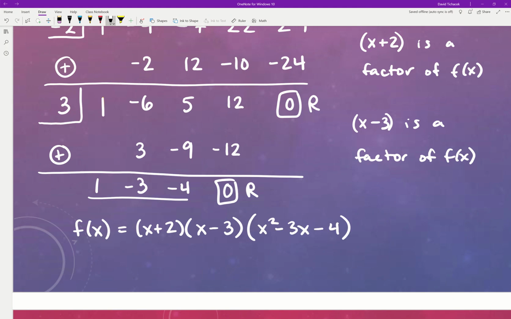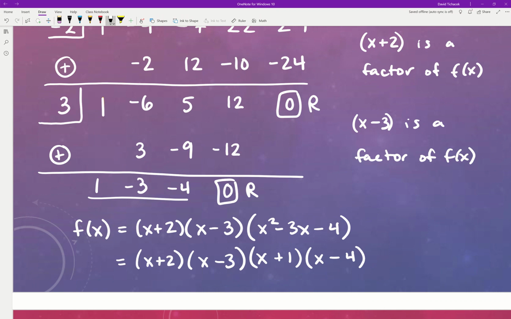And then let's see if that can continue to factor. I believe it can. We could factor that into the product of two binomials, and I think some combination of 1 and 4 might work. How about a negative 4 and a positive 1? Okay, and so the complete factorization of f of x is x plus 2 times x minus 3 times x plus 1 times x minus 4.